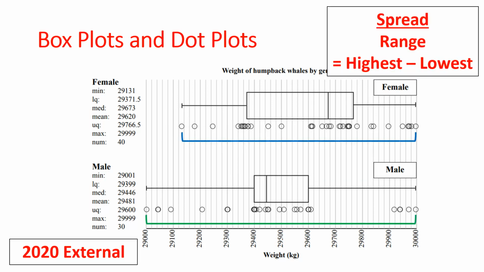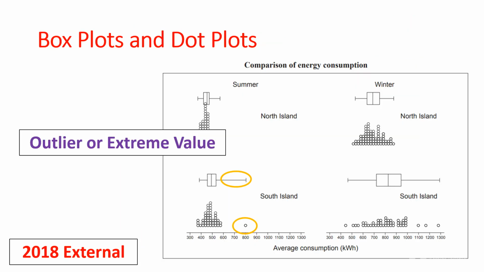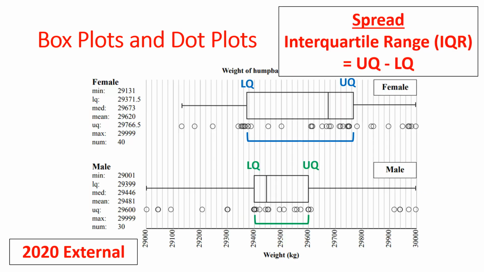The range is just the highest value minus the lowest value. We can look at the statistics and calculate the range of each group, and we can see that the males have the larger range of 998 kilograms, so the data overall is more spread out. But be careful with the range, because outliers or extreme values tend to make some tails longer than they should be. So we would prefer to use the interquartile range, the IQR, and that's the upper quartile subtract the lower quartile.